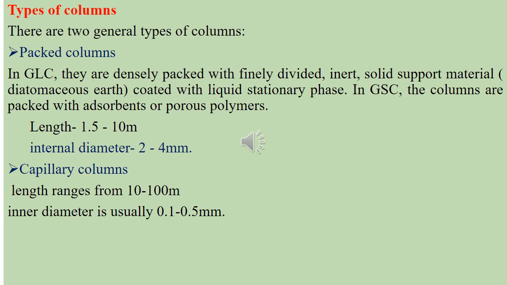Types of columns. There are two types of columns, packed columns and capillary columns. Packed columns are densely packed with finely divided inert solid support material, for example diatomaceous earth, coated with liquid stationary phase. In gas chromatography, the columns are packed with adsorbent or porous polymers whose length is 1.5 to 10 meters, and internal diameter is 2 to 4 mm. In capillary columns, length ranges from 10 to 100 meters, and inner diameter is usually 0.1 to 0.5 mm.